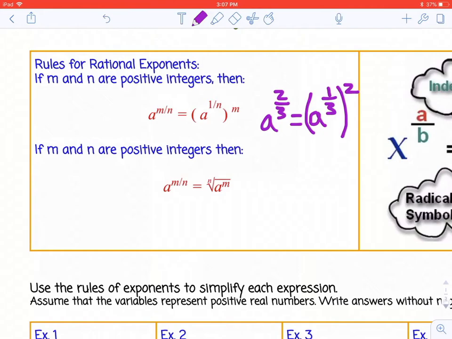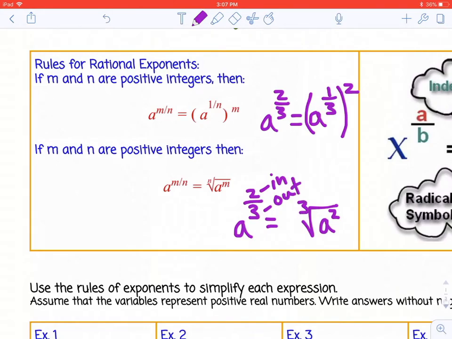And then the next rule that helps us is if m and n are positive integers, then a to the m over n power is equal to the nth root of a to the m power. So for the same example, if we have a to the 2/3 power, we can rewrite it as a underneath a radical, and then put the 2, or whatever your numerator is, on the inside of the radical, and put the denominator, which is 3 in this case, on the outside. So those are the basic rules for writing rational exponents as radicals, because we can go back and forth between these two forms depending on what we need.